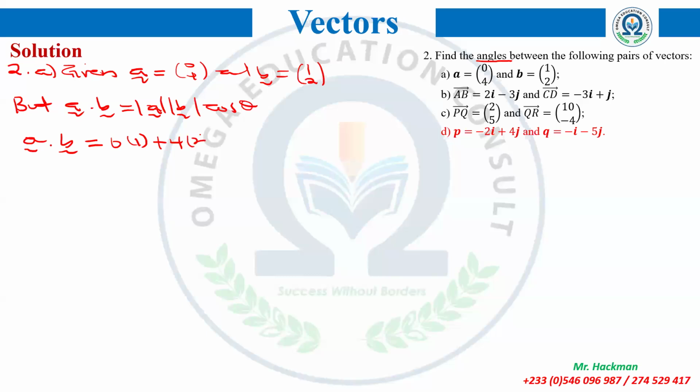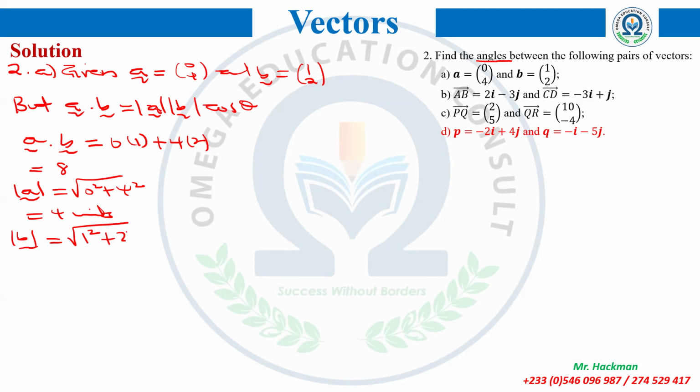So 0 times 1 plus 4 times 2, which will give us what? A dot B will give us 8. We need the magnitude of A. So the magnitude of A is equal to root of 0 squared plus 4 squared, which will give us 4 units. Am I right? The magnitude of B will be equal to root of 1 squared plus 2 squared, which will give us root of 1 plus 4, which is root of 5 units.